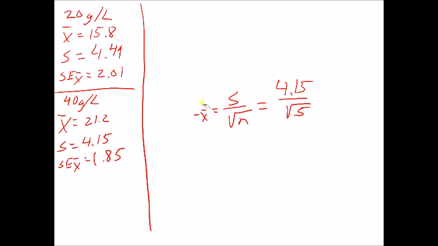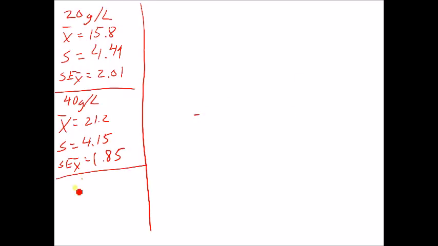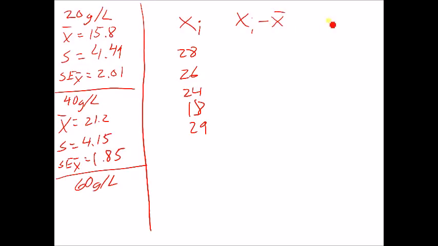All right, we need to complete these same calculations for the 60 gram per liter sample. So for that setup, our individual data points for the 60 gram per liter sample were 28, 26, 24, 18, and 29. So we need to go xi minus x bar, xi minus x bar quantity squared. First of all, we need to calculate the mean. So we add up 28, 26, 24, 18, and 29, and divide that by the sample size of 5 to end up with a mean of 25.